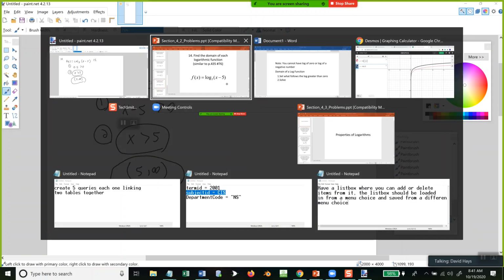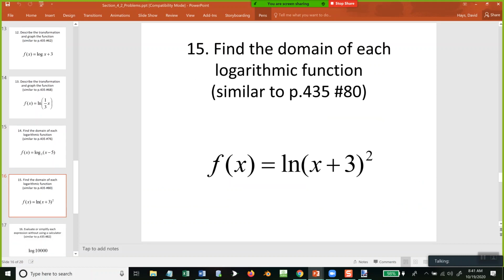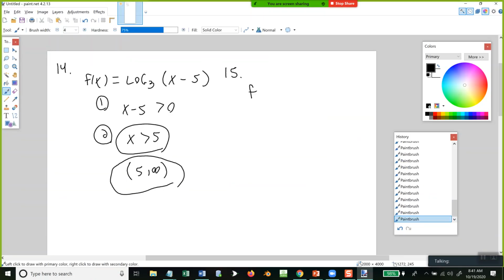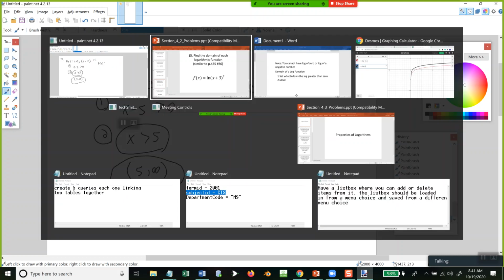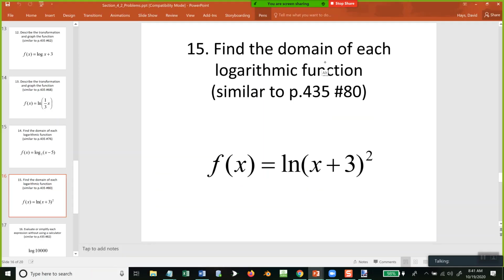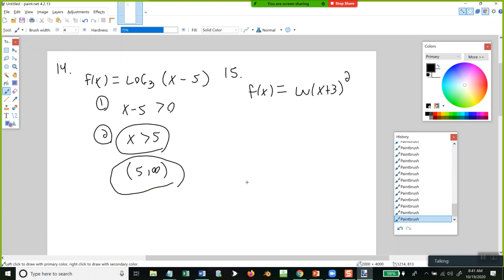Now this next one's an oddball case. f of x is equal to natural log of x plus 3 squared. And same instructions, we want to find the domain. Well, it doesn't change. You still take what follows your log and set it greater than 0.